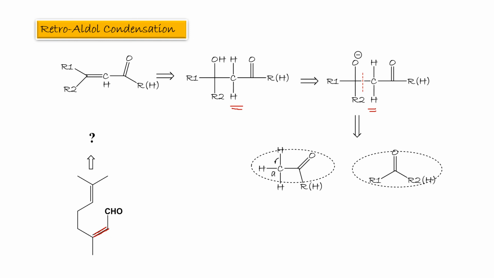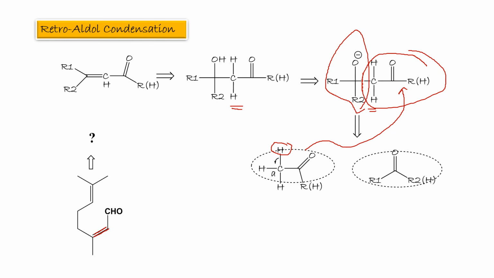So this is the one, this part, and that will be acetaldehyde, and the rest will be the carbonyl. So here we'll have this carbonyl, and here CH3, and the mechanism will be the other way around.